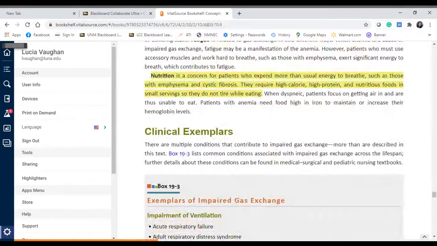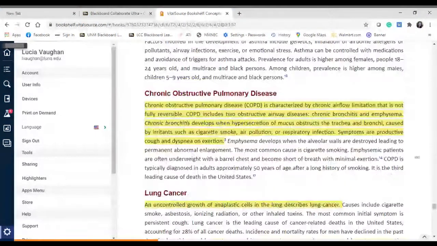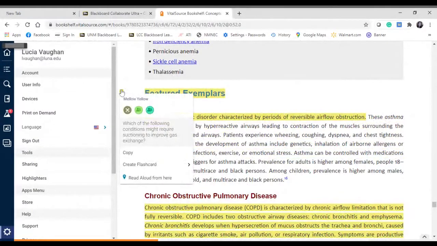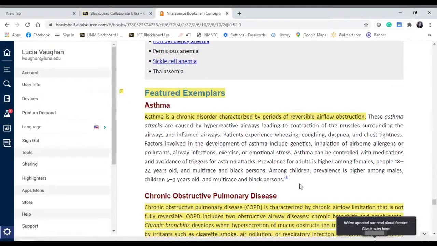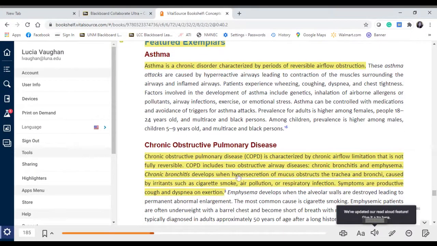So again, they want the high calorie, high protein, nutritious foods. Which of the following conditions might require suctioning to improve gas exchange? So it's going to be COPD because we have the hypersecretion of mucus.